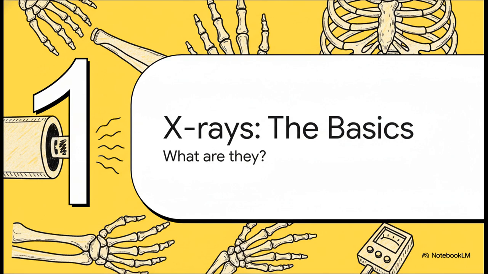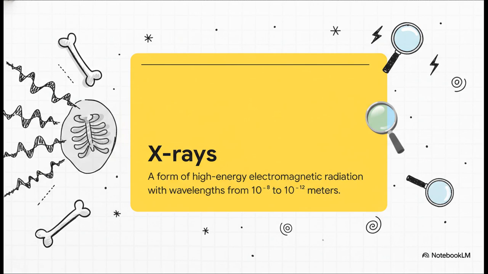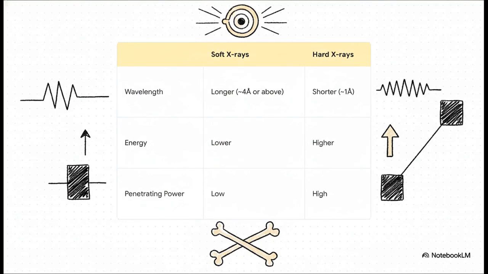First things first, what exactly are X-rays? So, at their core, X-rays are a type of electromagnetic radiation. You know, just like the light we can see. But here's the key difference. They have way more energy and a much shorter wavelength. And it's this high energy that lets them pass right through soft stuff like skin, but gets stopped by denser things like bone.